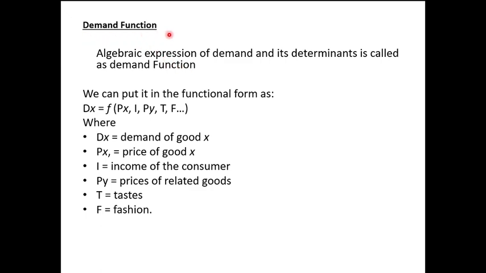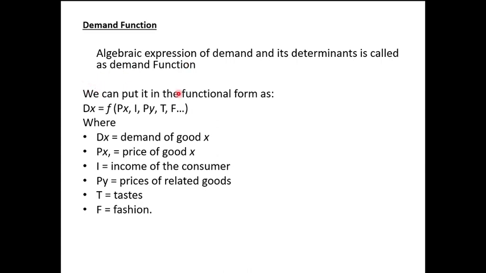ಓಕೆ, ನಾವು ಡಿಮಾಂಡ್ ಫಂಕ್ಷನನ್ನು ನೀವು ಹೇಗೆ ಹೇಳ್ಬೋದು ಅಂತ ಹೇಳಿದರೆ, ಇಟ್ಸ್ ಅಲ್ಜಿಬ್ರಿಕ್ ಎಕ್ಸ್ಪ್ರೆಷನ್ ಆಫ್ ಡಿಮಾಂಡ್ ಆ್ಯಂಡ್ ಇಟ್ಸ್ ಡಿಟರ್ಮಿನೆಂಟ್ಸ್ ಈಸ್ ಕಾಲ್ಡ್ ಆಸ್ ಡಿಮಾಂಡ್ ಫಂಕ್ಷನ್. Okay, demand function means it is an algebraic expression of demand and its determinants is called as demand function. ಬೀಜಗಣಿತದ ಸಹಾಯದಿಂದ ಬೇಡಿಕೆ ಮತ್ತು ಬೇಡಿಕೆಯ ನಿರ್ಧರಿಸುವ ಅಂಶಗಳನ್ನು ತೋರಿಸುವಂತಹ ಪ್ರಕ್ರಿಯೆಯನ್ನು ಯು ಕ್ಯಾನ್ ಕಾಲ್ ಇಟ್ ಆಸ್ ಡಿಮಾಂಡ್ ಫಂಕ್ಷನ್. ನೆನಪಿಟ್ಕೊಳ್ಳಿ, ಡಿಮಾಂಡ್ ಫಂಕ್ಷನ್ ಅಂತ ಹೇಳಿ ಬರೆಯುವಾಗ ಯು ಶುಡ್ ರೈಟ್ ಇಟ್ಸ್ ಅನ್ ಅಲ್ಜಿಬ್ರಿಕ್ ಎಕ್ಸ್ಪ್ರೆಷನ್.